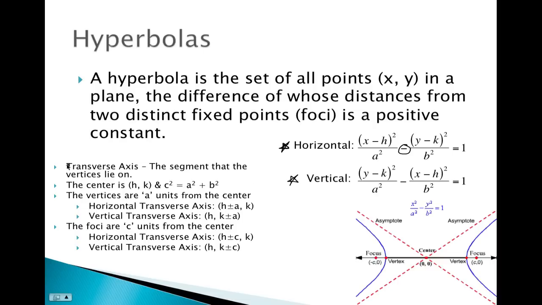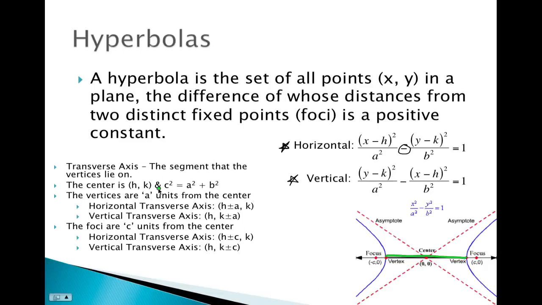So now let's go over here and figure out what all of this is. The transverse axis, that's what I was talking about as far as horizontal or vertical. The transverse axis is the segment that the vertices lie on, and in fact they are the endpoints. So for this example right here, our transverse axis would be this segment that goes from one vertex to the other. That is your transverse axis. The center is going to be the midpoint of that transverse axis. So the center of your hyperbola actually doesn't lie on the drawing itself. It's the midpoint of your transverse axis, and that center is (h, k).